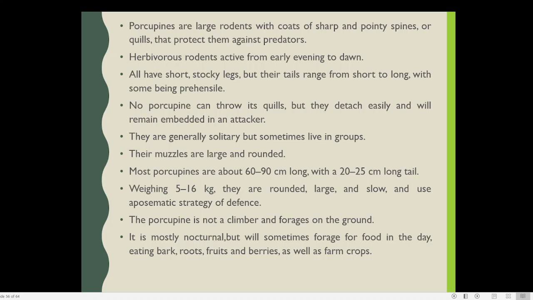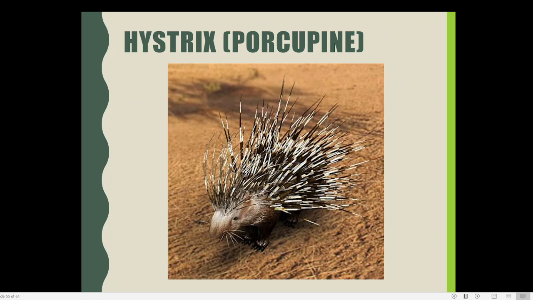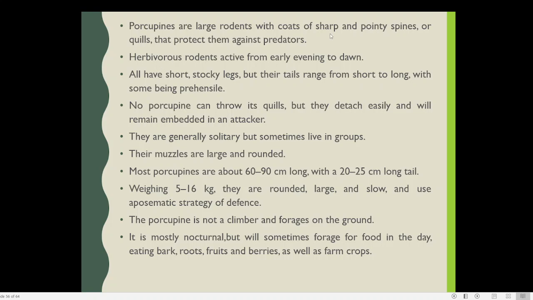They are large rodents. Large rodents means that rodents are generally smaller animals, like rat-sized animals, and with a coat of sharp and pointed spines. Here you can see that. So these are the sharp pointed spines of Hystrix. This is also known by the name quills.